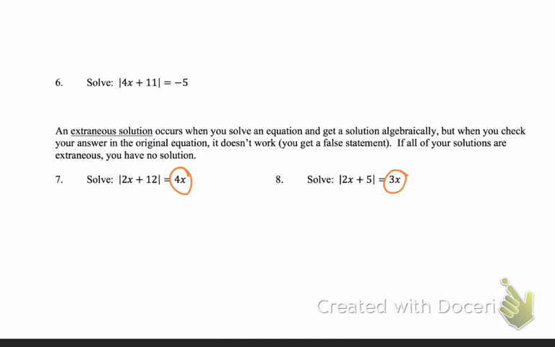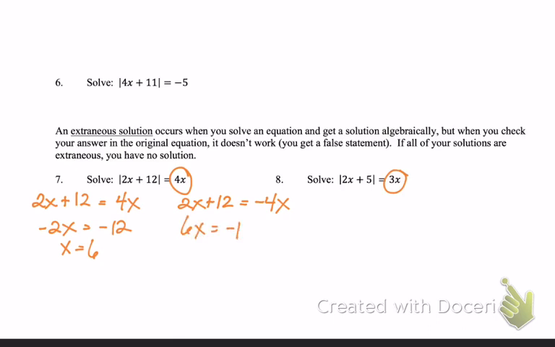So I'm going to solve, and I'm going to say 2x plus 12 equals 4x. Subtract. So negative 2x equals negative 12. I just moved the 12 over, moved the 4 over. So x equals 6. Then I'm going to say that 2x plus 12 equals negative 4x. And so 6x equals negative 12. x equals negative 2.